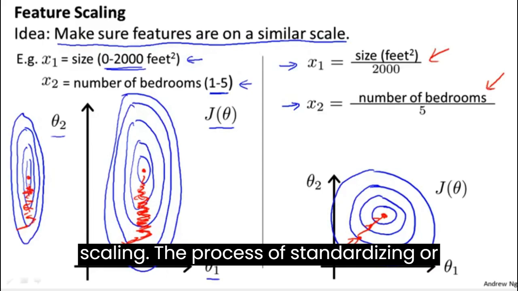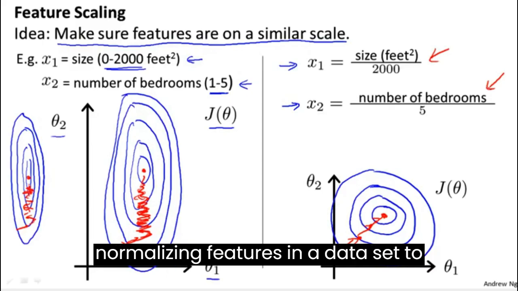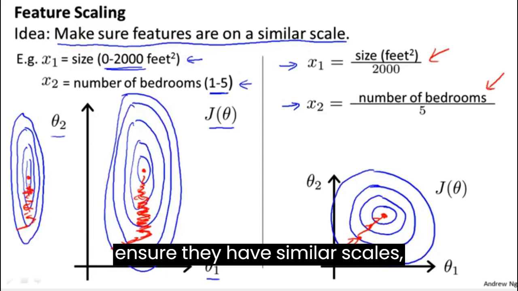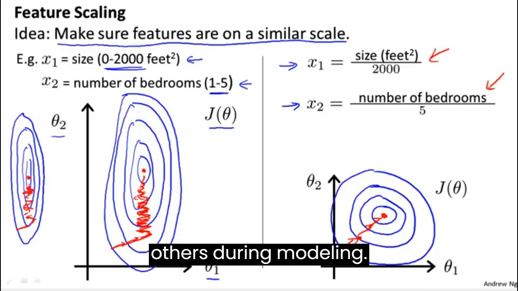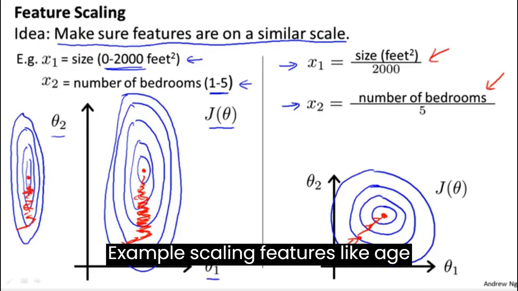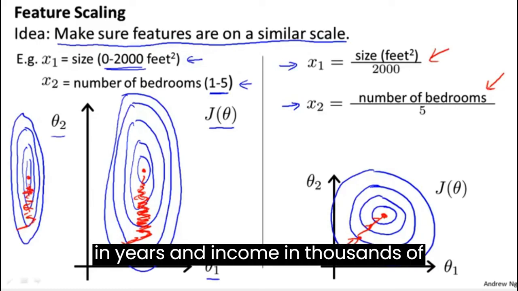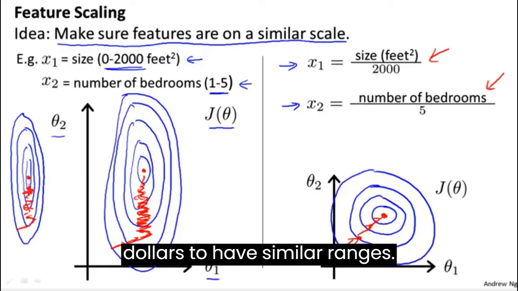Feature scaling, the process of standardizing or normalizing features in a dataset to ensure they have similar scales, preventing some features from dominating others during modeling. Example, scaling features like age, in years, and income, in thousands of dollars, to have similar ranges.